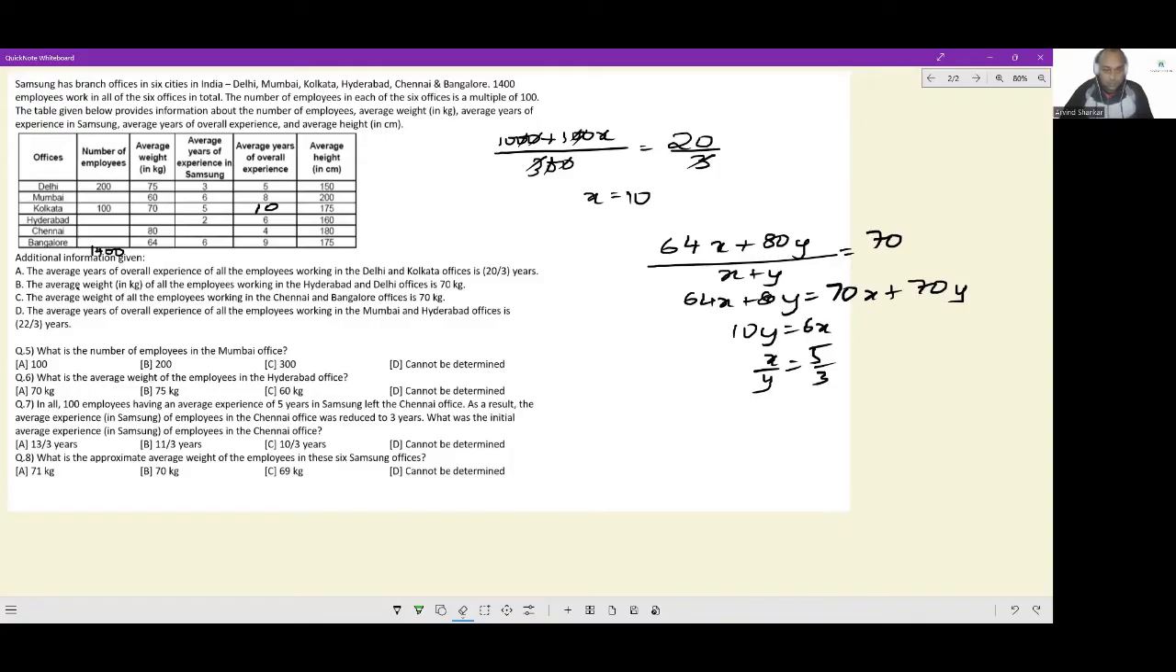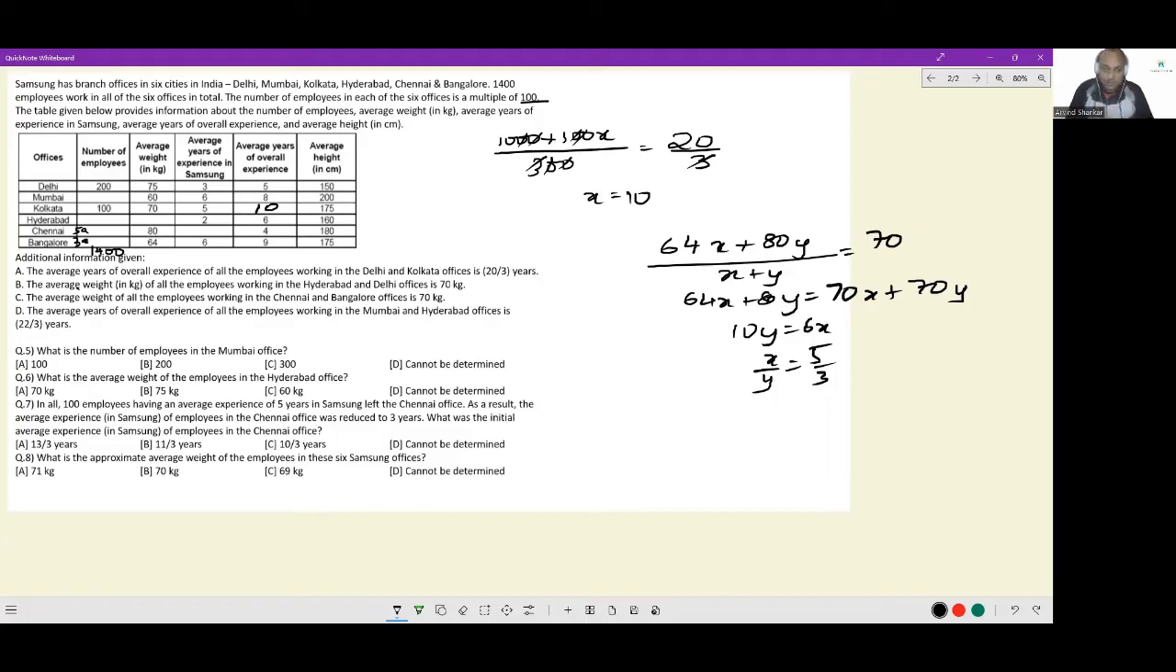So if we had to write down the number of employees, we'll write it as 5A and 3A for Chennai and Bangalore offices. 5A and 3A, the ratio is 5:3. The minimum number of employees in Chennai and Bangalore will be 500 and 300 because they also have to be multiples of 100. Can it be anything apart from 500 and 300? Not really, because the ratio is 5:3 and both of them are multiples of 100.